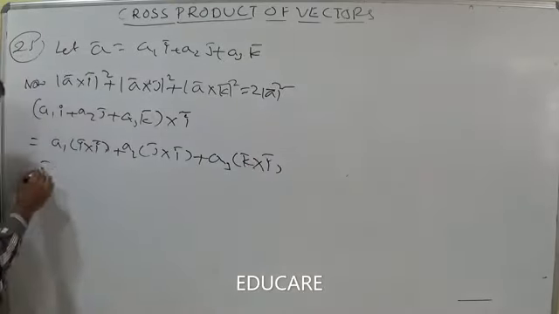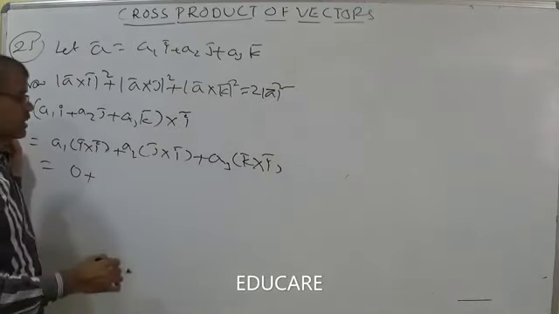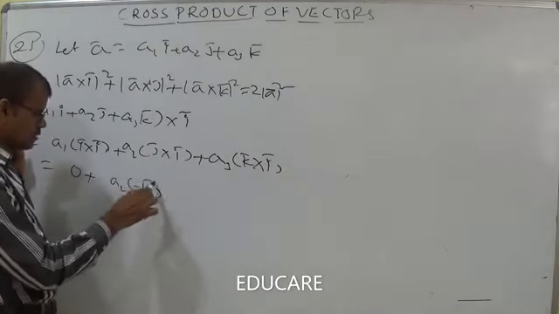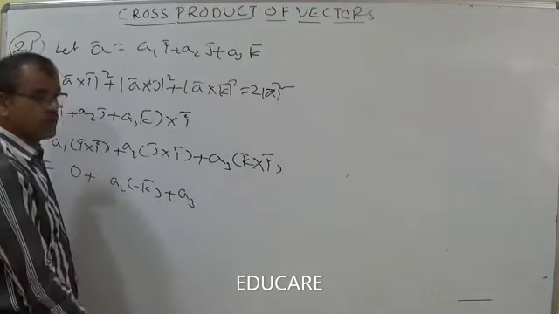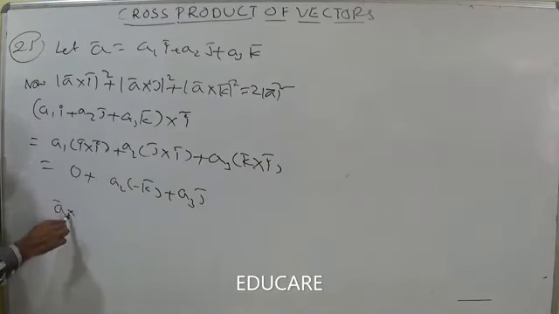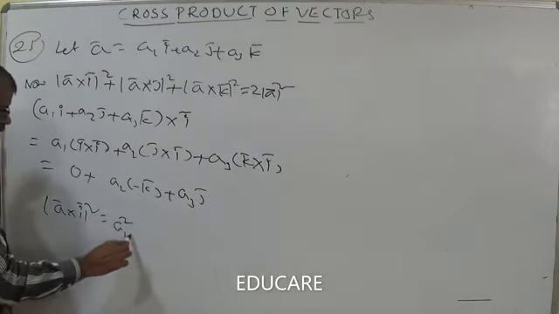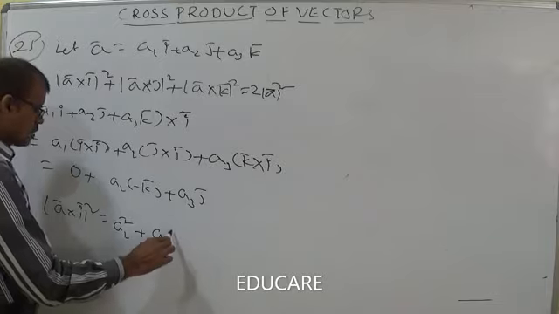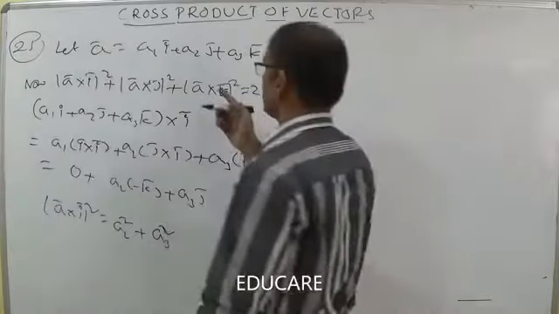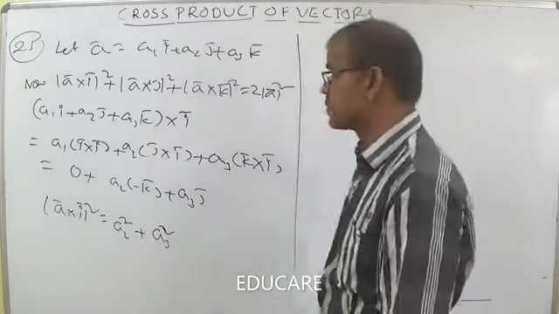Here i cross i value is 0. You know that i cross j is equal to k, but j cross i is equal to minus k, so a2 into minus k you write, plus a3 into, what is the value of k cross i? It is j. So modulus of A cross i whole square, you write component square plus component square. So you write here a2 square plus a3 square. Now what is mod A square? Component square plus component square plus component square: a1 square plus a2 square plus a3 square.